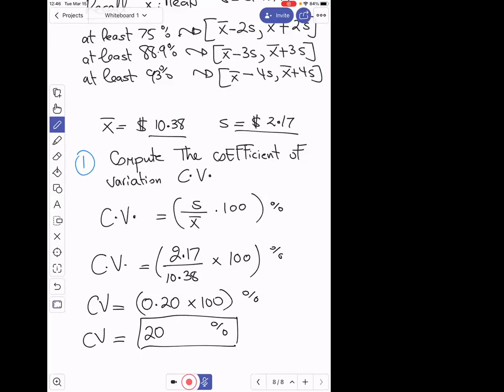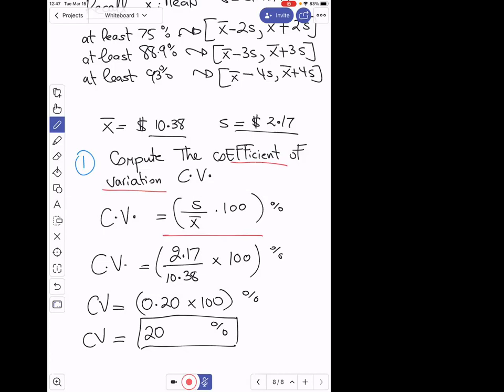I did mine wrong. I did 10.38 minus 2. No, there's no subtraction here. Just divide the s by the x bar. Probably you're talking about the interval. Here we're not talking about the Chebyshev interval. This is the formula for the coefficient of variation, and that's different from the Chebyshev's interval.